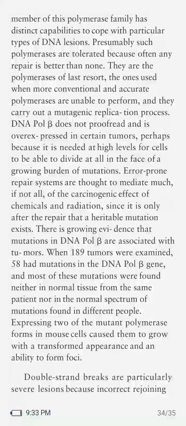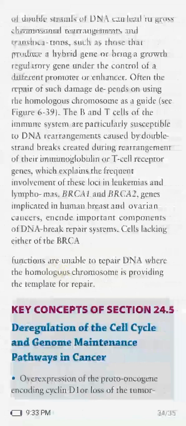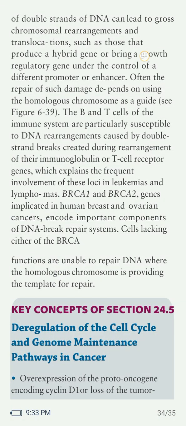Double-stranded breaks are particularly severe lesions because incorrect rejoining of double-stranded DNA can lead to gross chromosomal rearrangements and translocations, such as those that produce a hybrid gene or bring a growth regulatory gene under the control of a different promoter or enhancer. Often the repair of such damage depends on using the homologous chromosome as a guide.